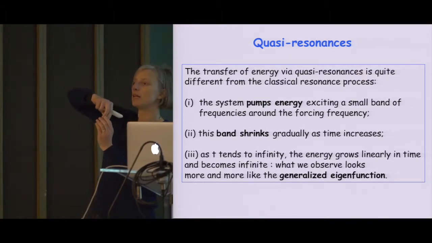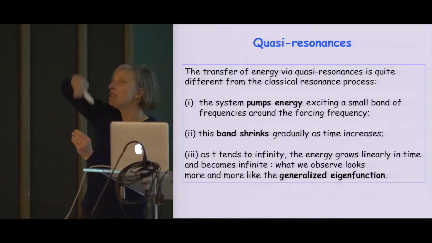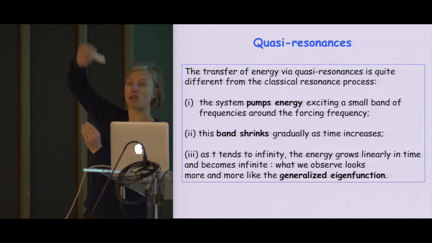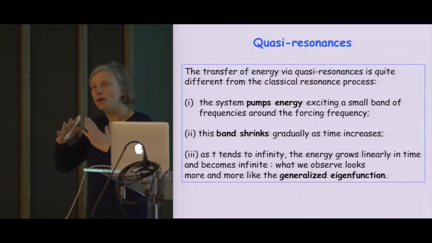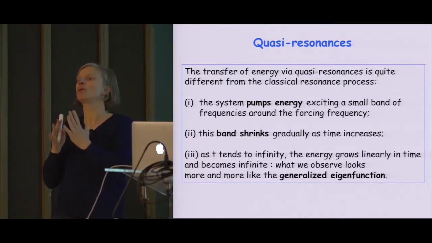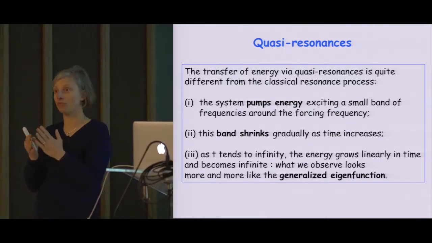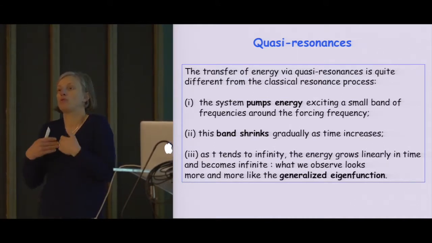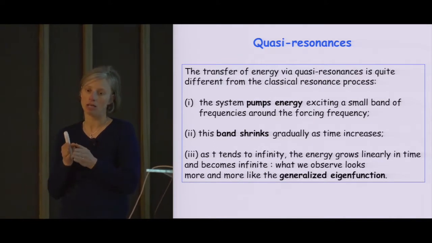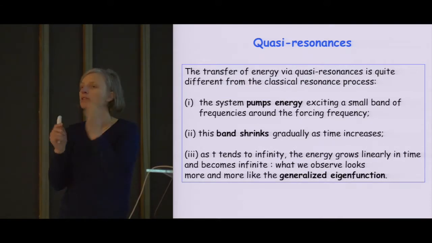Okay, and as time goes to infinity, essentially you will be closer and closer to this generalized eigenfunction. So the generalized eigenfunction has infinite energy, and the more energy you have in the system, the more you look like this eigenfunction. Okay? And what is important is the behavior as time goes to infinity: you see that in this eigenfunction, you have all scales.